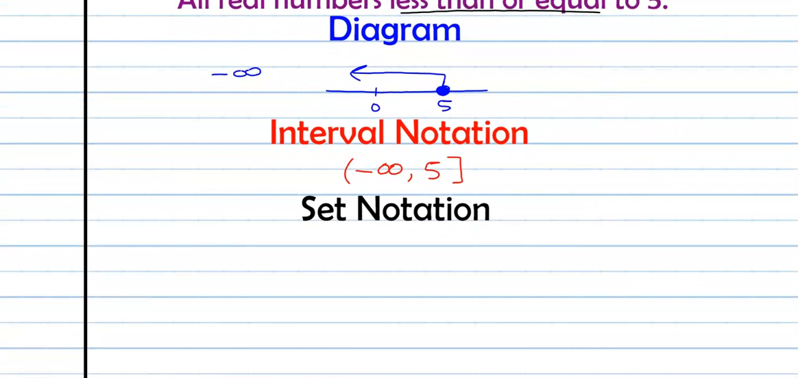And then in set notation, it's all x's such that x is less than or equal to 5. And then we close it up. Okay, because of this little line down here, that means or equal to. So less than or equal.